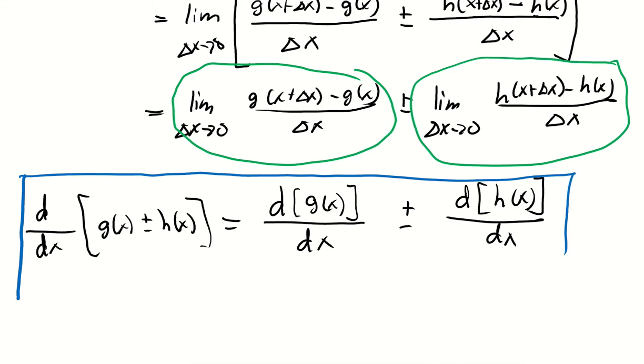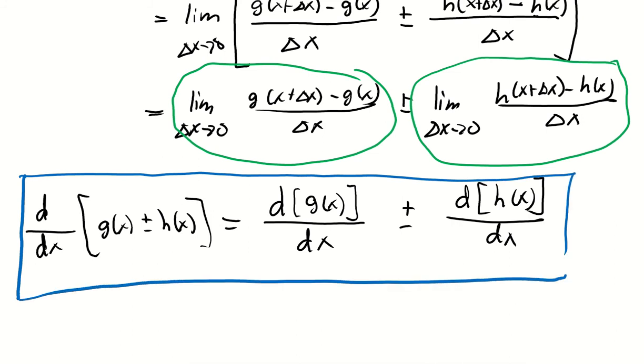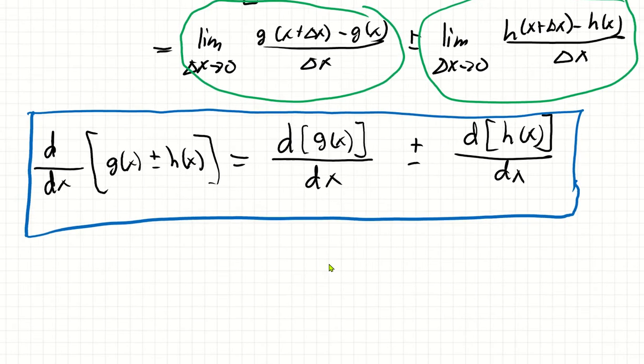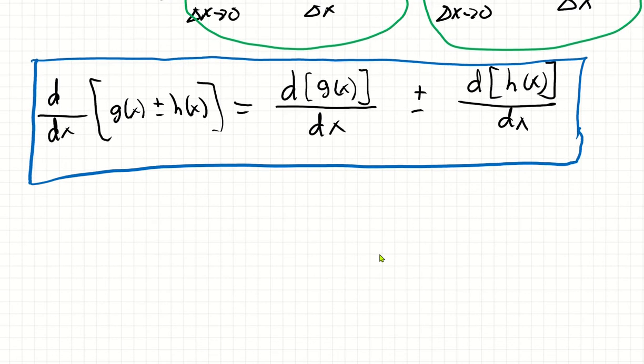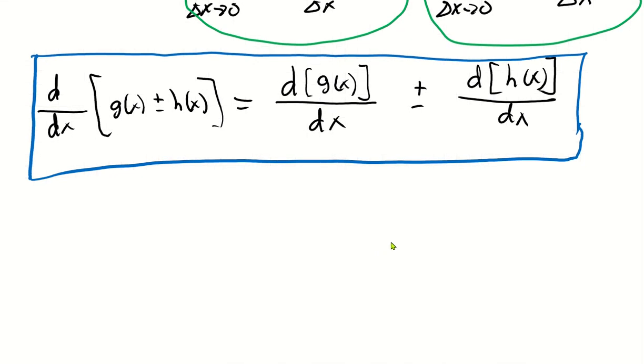So this means that we can also distribute the derivative. The derivative is distributive. So if you have the sum or difference of two functions, you can just distribute the derivative directly. So that's the first property.